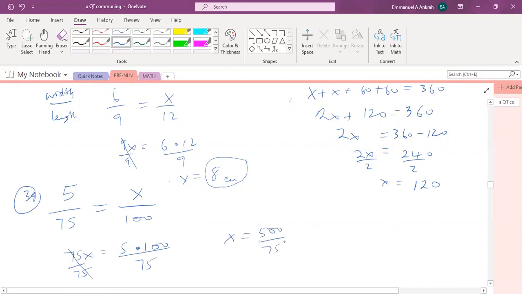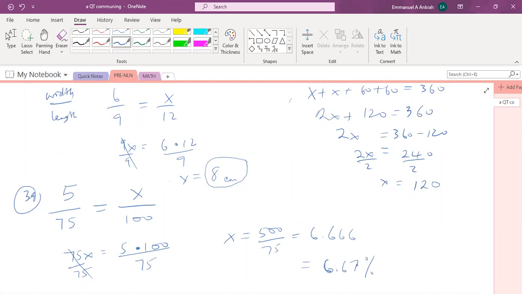And I should get the answer from there. So it comes up 6.666, which to two decimal places is 6.67%. So that gives us B as our answer, B.